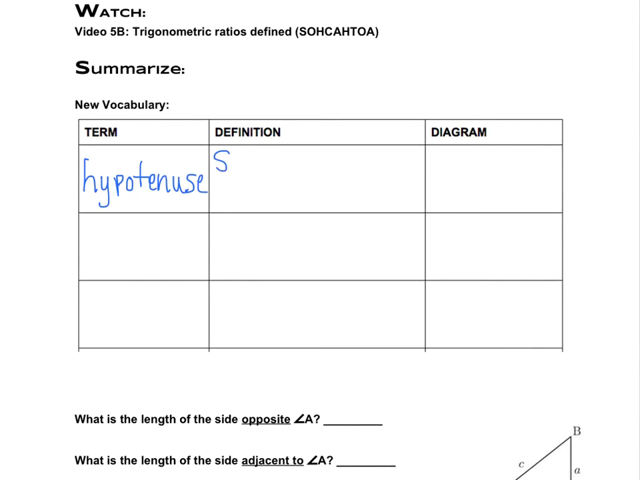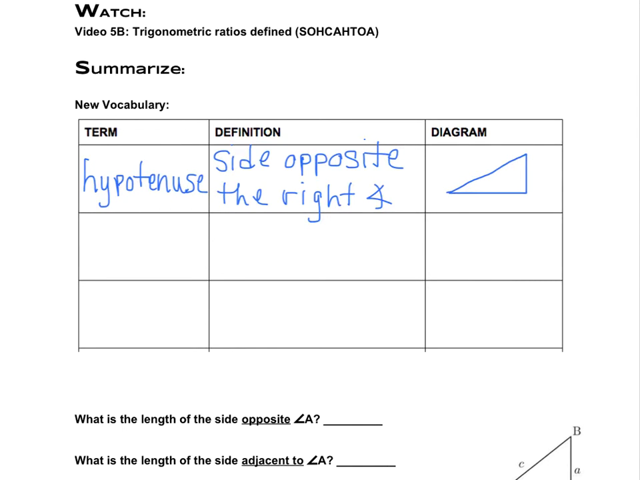Is the side of a right triangle that is opposite the right angle. Okay, so if we have our right triangle diagram here, and then we put in our right angle symbol in the corner, then we're going to make sure that this side right here is highlighted as the hypotenuse.